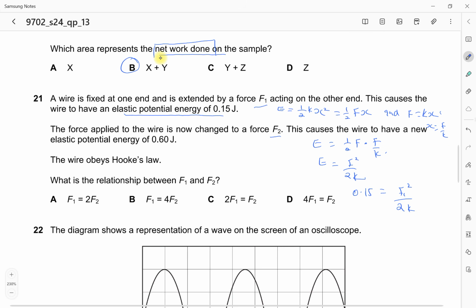Then the force applied to the wire is now changed to F2. This causes the wire to have a new elastic potential energy of 0.6. So I'll say 0.6 is equal to F2 squared divided by 2K. So I just divide these two equations. We want the relationship between F2 and F1. So I can say 0.6 divided by 0.15 is equal to, dividing the two equations, F2 squared over 2K times the reciprocal, which is 2K over F1 squared.